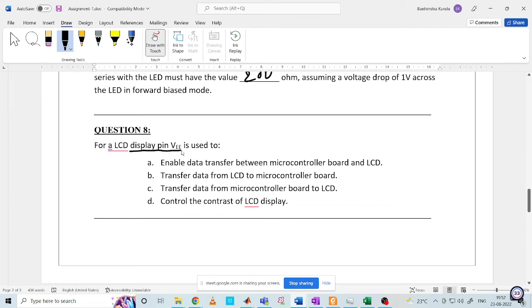For LCD display VE, what is the use of this VE pin? I think it was covered by sir, if you remember. B. Option D. D option, sir. Correct.